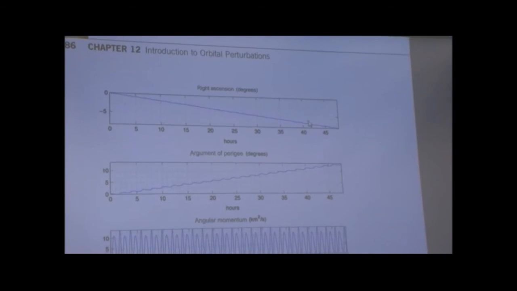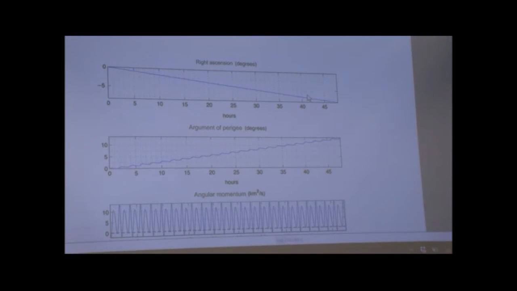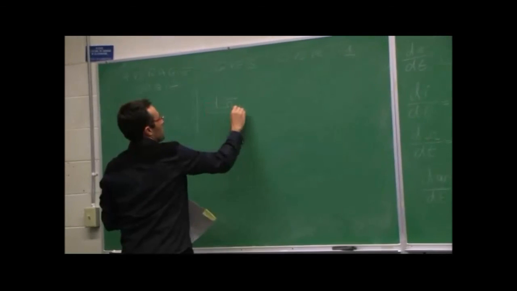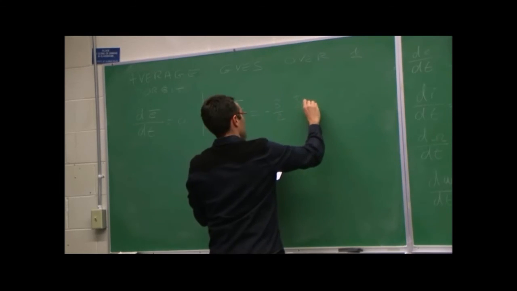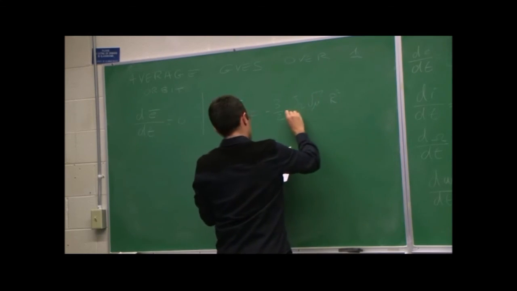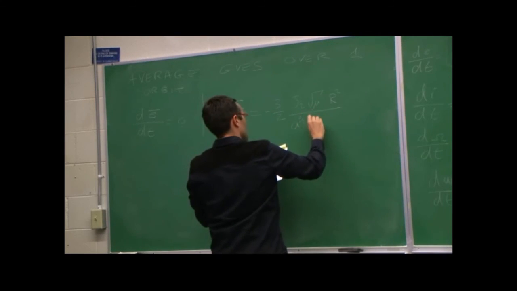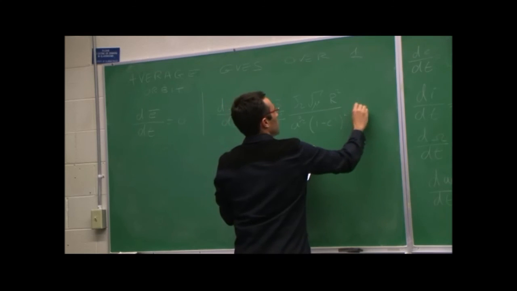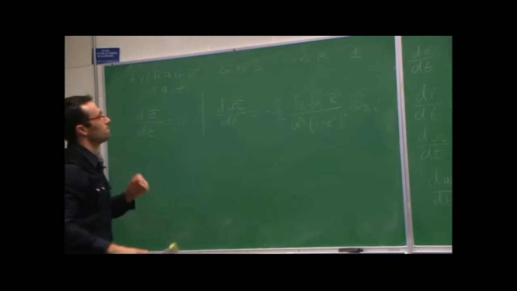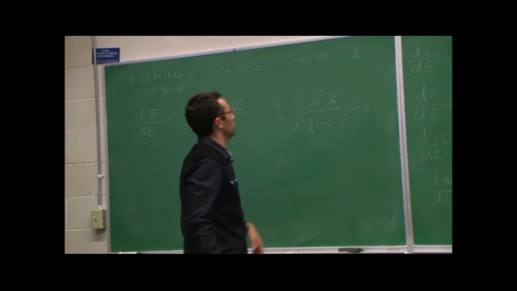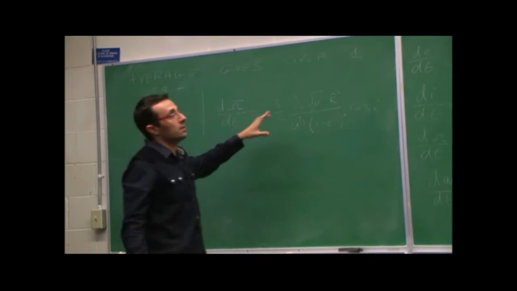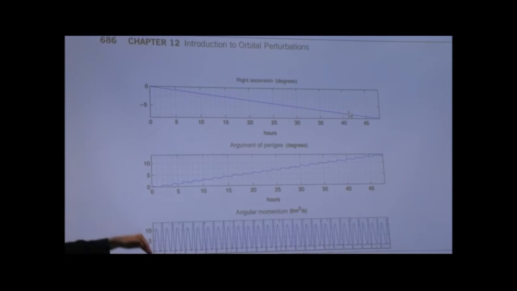I'm not going to prove these formulas, but if I want the d big omega average over time, you can find that this is minus 3 over 2 J2 square root of mu equatorial radius squared over a to the 7 over 2, 1 minus e squared squared, cosine of the inclination. So this is clearly not zero. It can be zero. When is it zero? So this is capturing that plot that is going down, and it's oscillating a little bit. It's capturing only the average behavior, which is going down. It's the slope, not the oscillation.